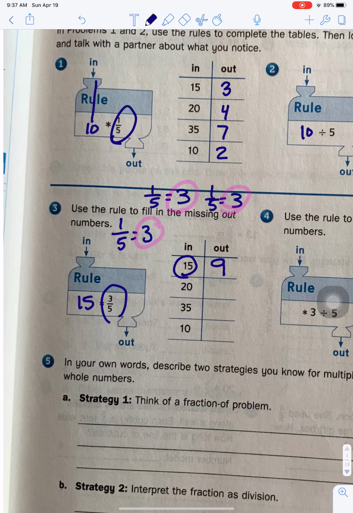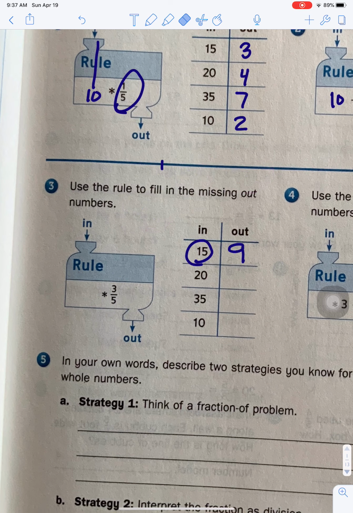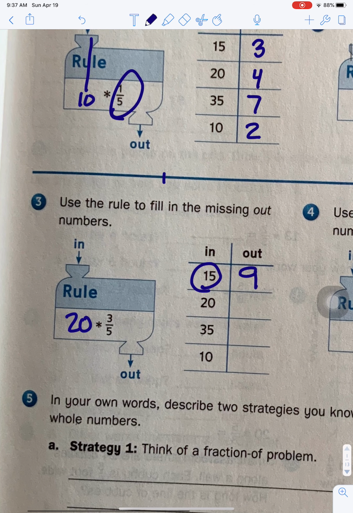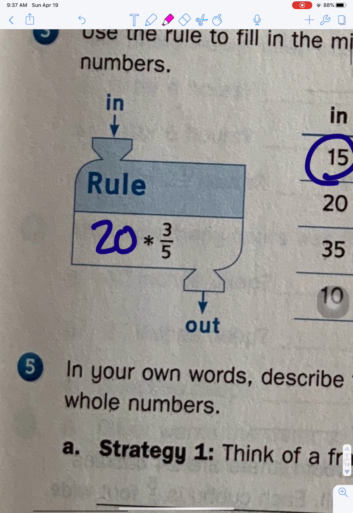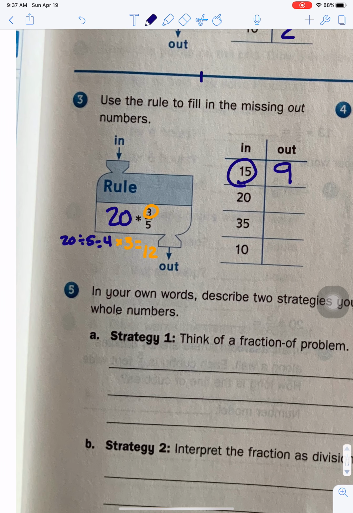Move on to 20. And so if in goes 20, we can think 20 up here. If we look again, 1/5 of 20 was 4. So we can think to ourselves 20 divided by 5 was 4. So if we take a look at the 3, we can multiply 4 times 3 equals 12. And so that's kind of the shortcut way of doing that.